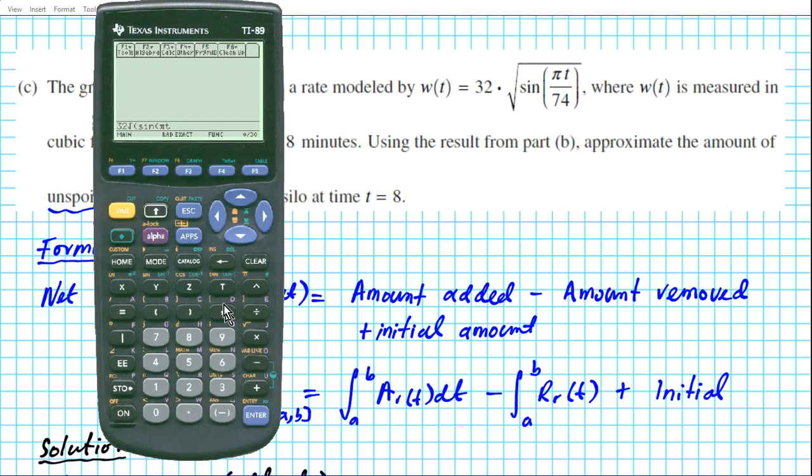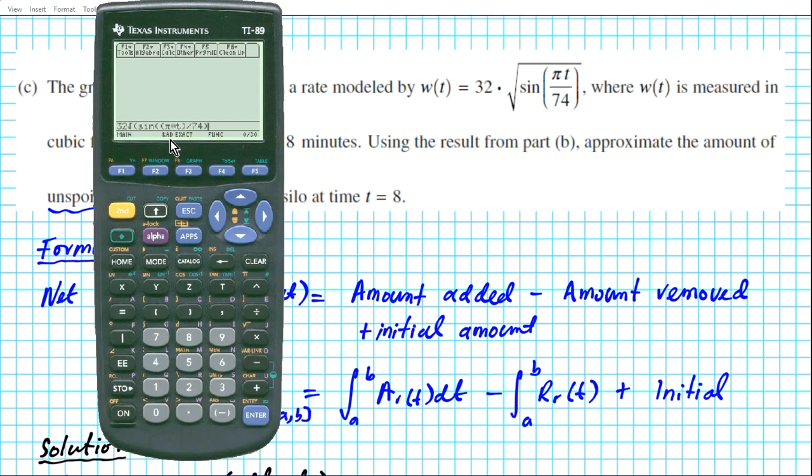So you have to be careful with your independent variable. Let's put pi times t here just to be extra careful. Pi times t, let's put that in parentheses, pi times t divided by 74. Keep in mind that our independent variable is t, sometimes it's x, so you have to specify that when you're differentiating or integrating. Keep that in mind.